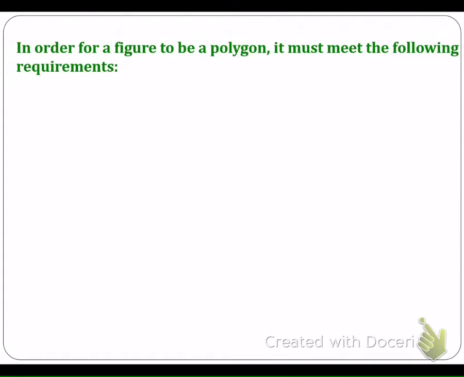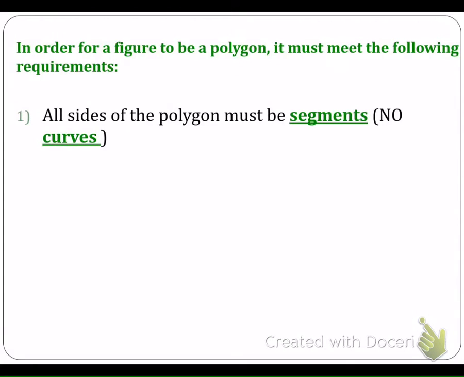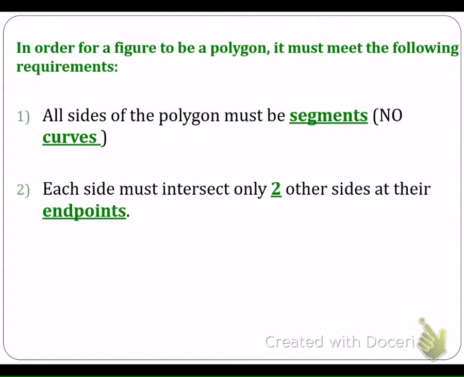So today we're going to look at what makes a figure a polygon. In order to be a polygon, a few things have to be happening. The first one is that it must have only segments, so no curves. The second is that each side must intersect only 2 other sides at their endpoints. And I'll show you what that means in just a second. So basically, you cannot have something like that.